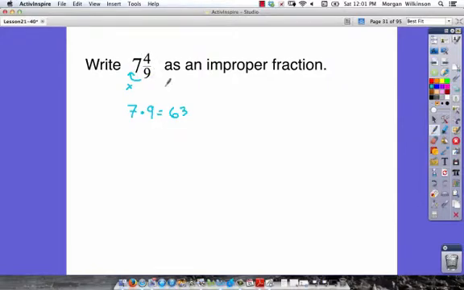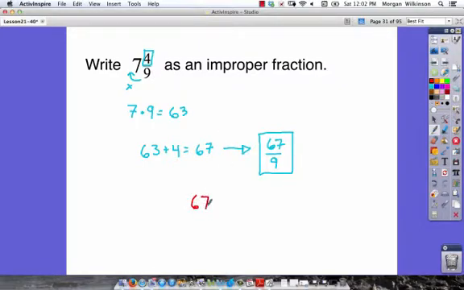And then we've got to take our answer to that, and we have to add our numerator. We're going to add the 4. So 63 plus 4 is equal to 67, and we figured out our answer. Our answer, an improper fraction, is going to be 67/9. And we're all done. Now if you weren't sure about that answer, you know how to take your improper fractions and make them mixed numbers. Let's go ahead and do that to make sure we got it right.